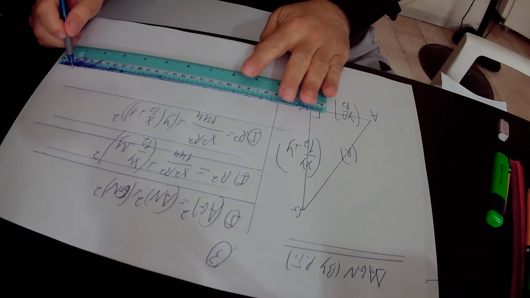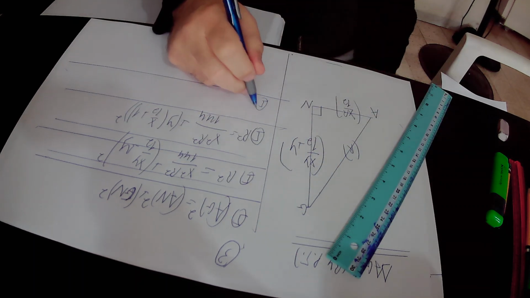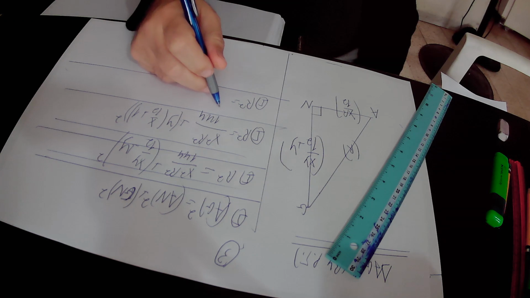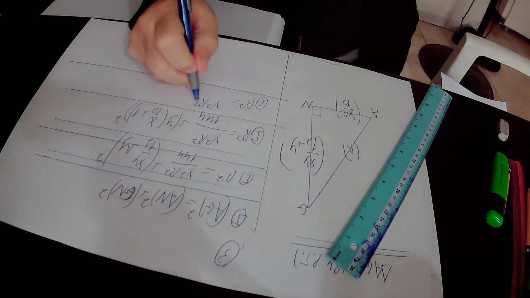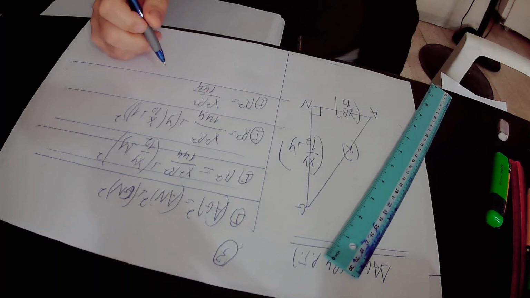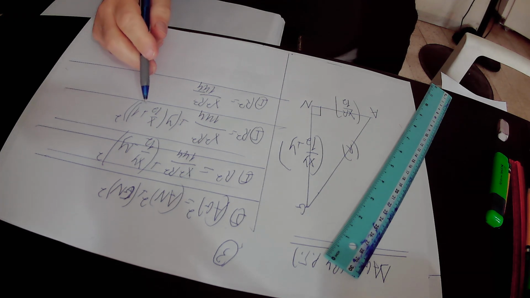So if I found out that according to equation 1, r squared equals x squared times r squared over 144. So here we have y times (x over 12 plus 1) squared.